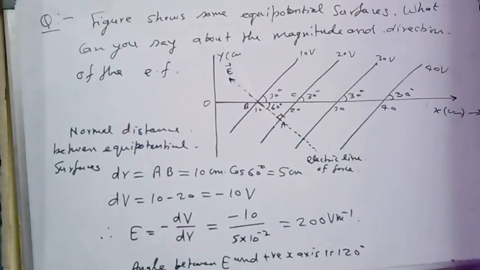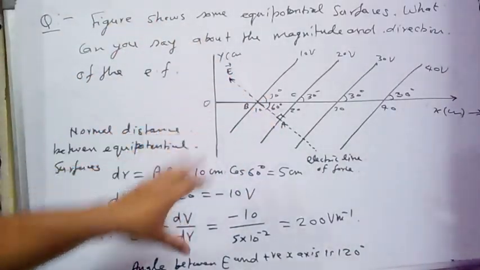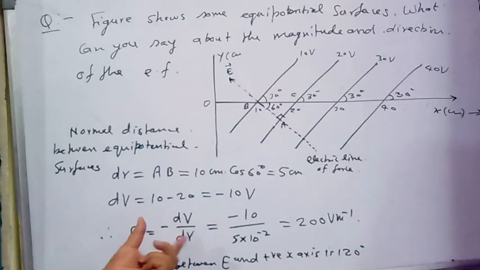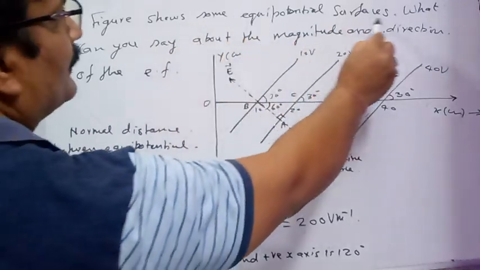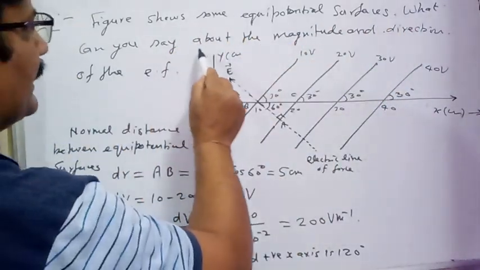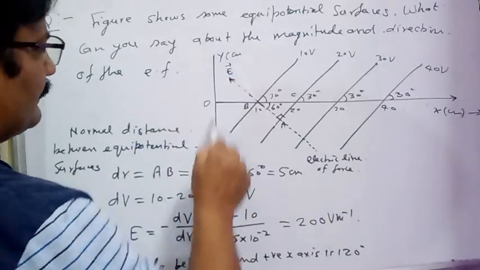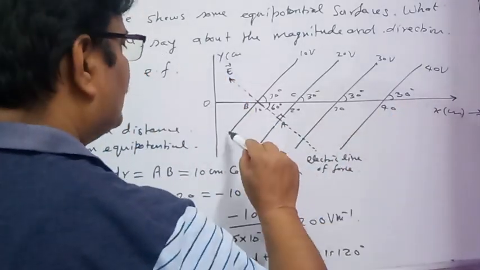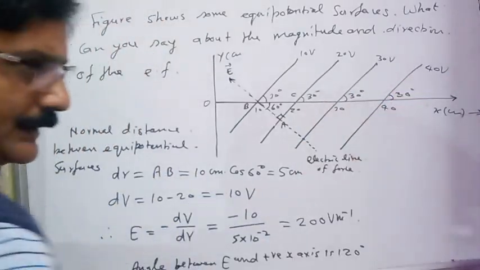Students, see, this is another numerical based on equipotential surface as well as relation between electric field and potential gradient. See, in the question, figure shows some equipotential surfaces. What can you say about the magnitude and direction of the electric field? This is y-axis, this is x-axis. These are equipotential surfaces parallel to each other.